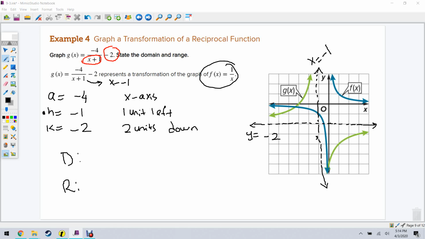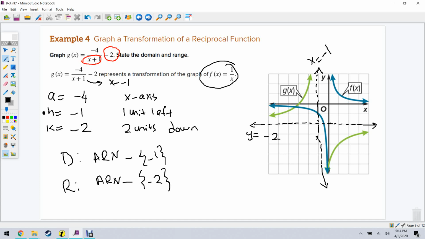Alright. So basically, domain will be all those numbers except -1, because we know that the green function never crosses x equal to -1. So say it, all real numbers except -1 itself. Same thing here, range. We have the y-axis, all numbers are fine except -2, because the green function goes away from -2, never crosses -2. So all real numbers except -2.